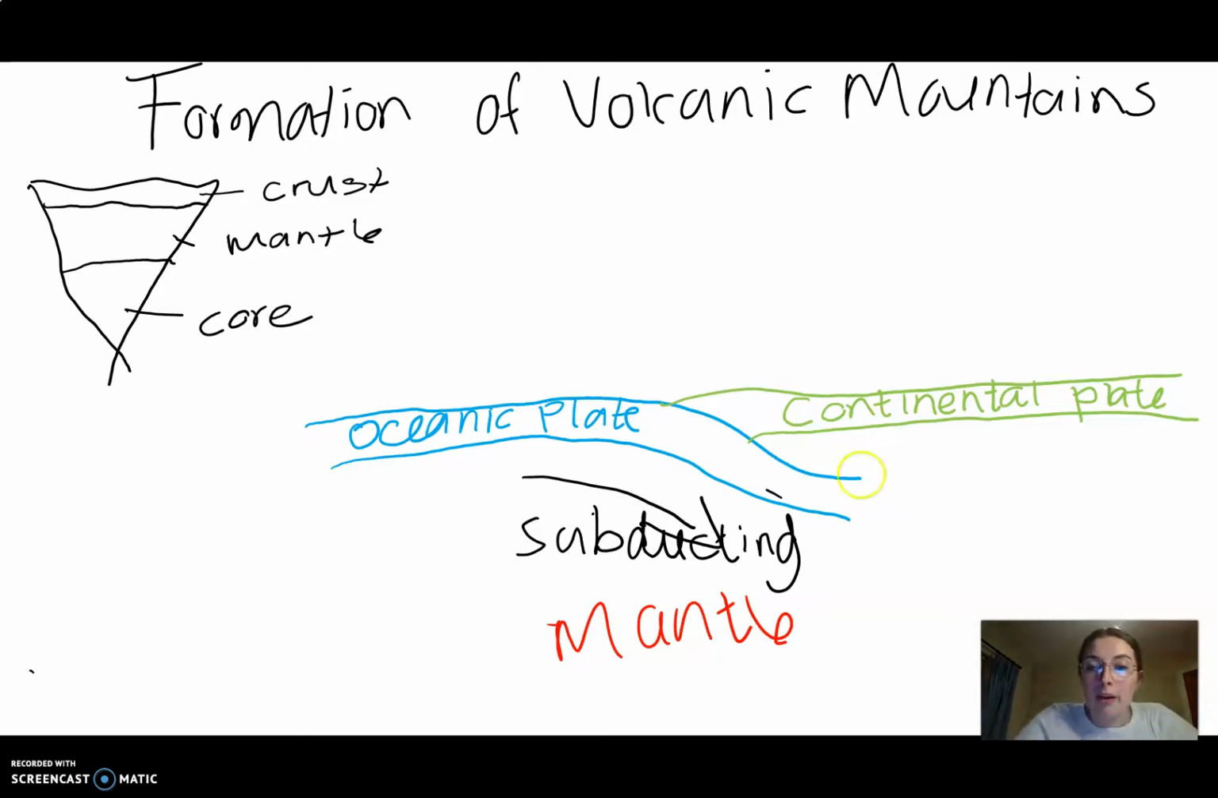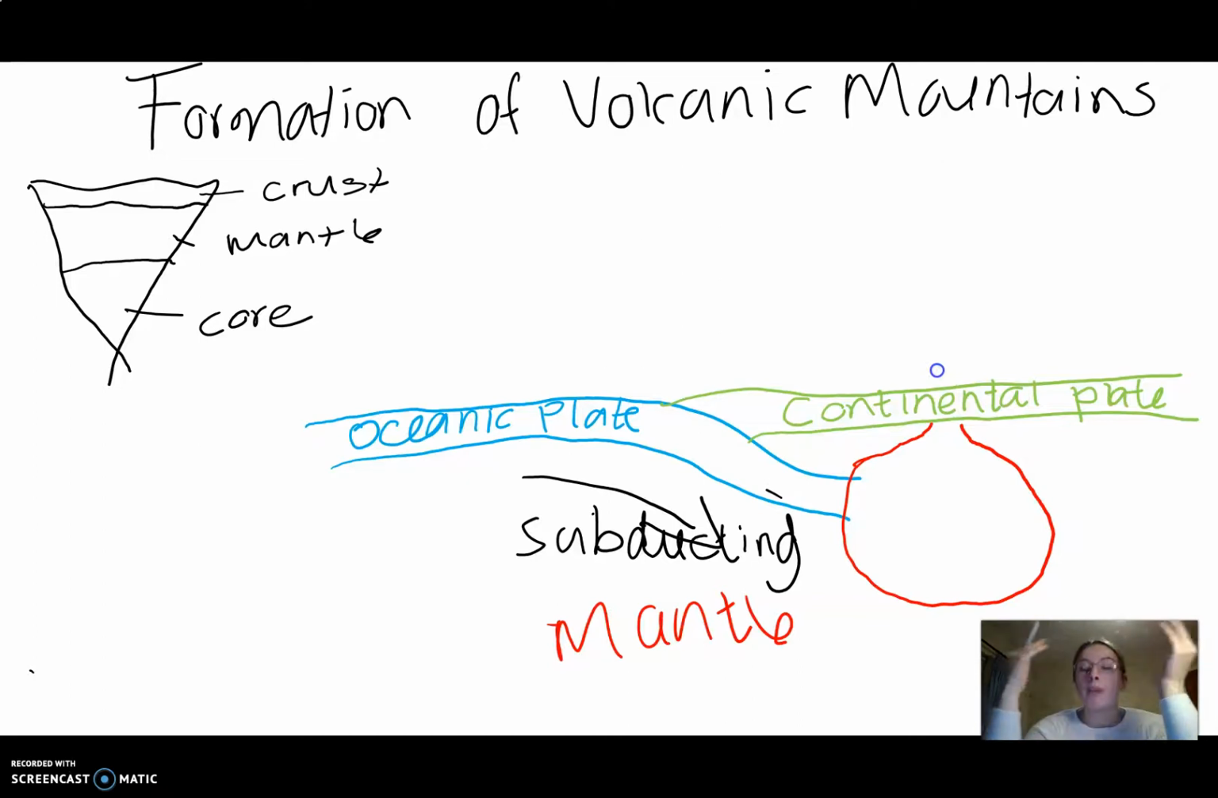Now this magma can often form what we call a magma chamber. This is my magma chamber here. It's a big bubble of magma in the mantle. As that plate further subducts, as it sinks and sinks, it's melting more and more, creating more and more magma. So this is my magma chamber.